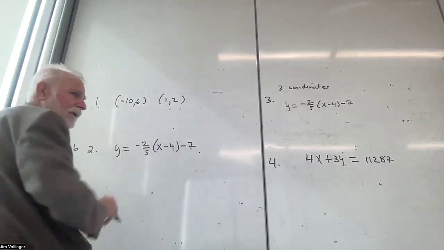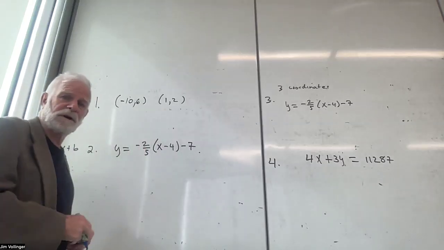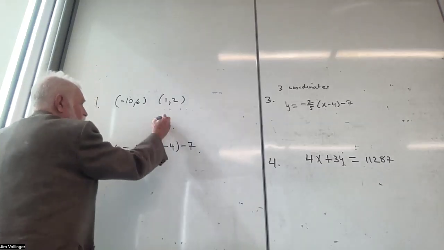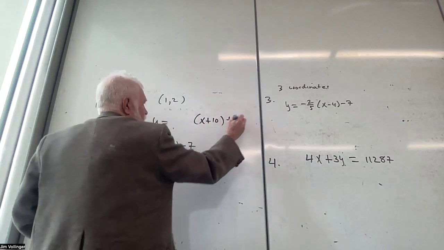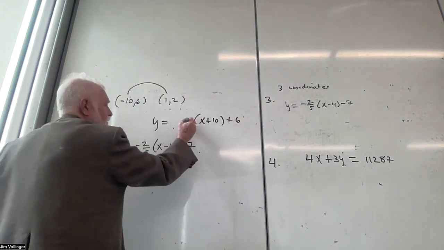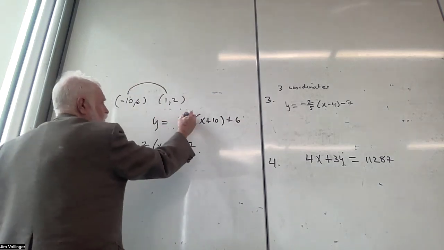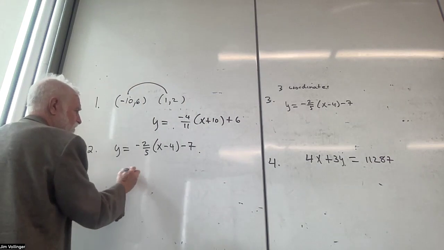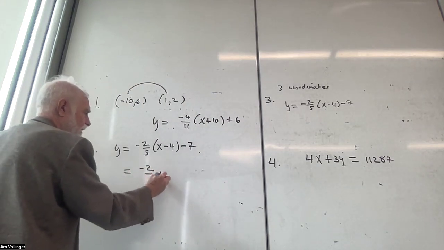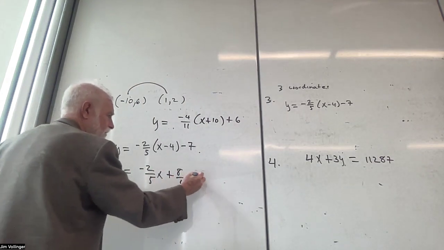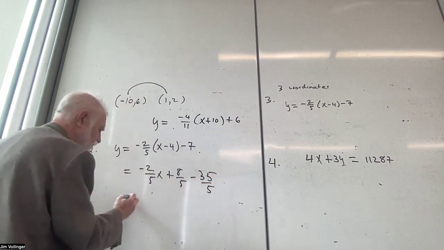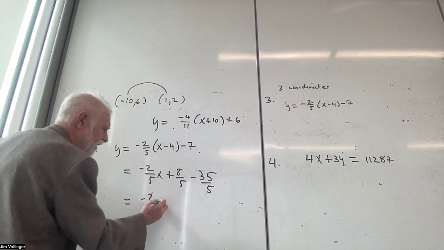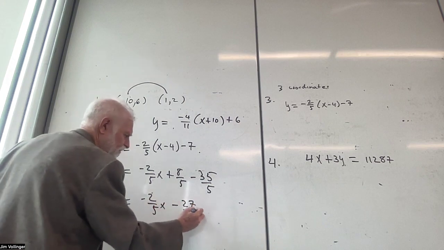So if you've done the other videos, if you've looked at them, you know what the questions are asking. So what's the equation of the line? X plus 10 plus 6, change in x, looks like 11, 6 to 2, down 4, move on. Slope-intercept form, minus 2/5 x plus 8/5 minus 35/5 is equal to minus 2/5 x minus 27/5.